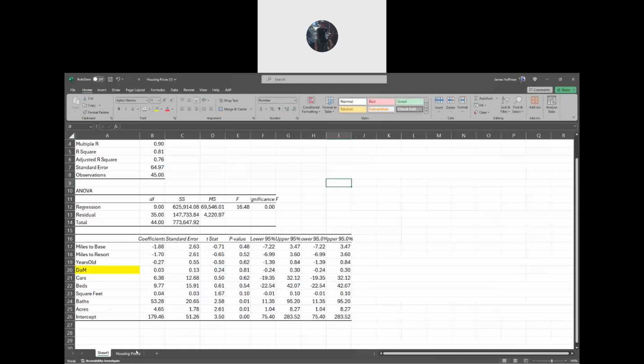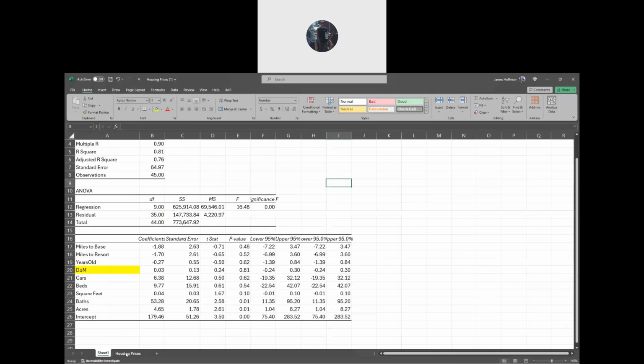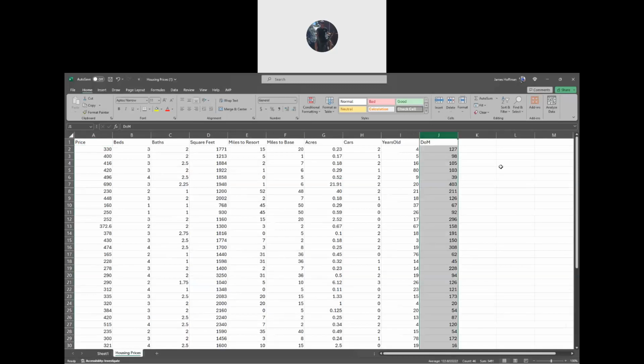So basically, what you want to do is go back to housing prices, delete, just to make it easier for selection. It's this one, right? Days on market. If you just choose the J column back in the housing price data, and just under the Home tab, just hit the delete button, and it just takes it away.